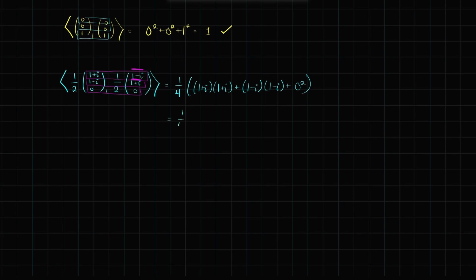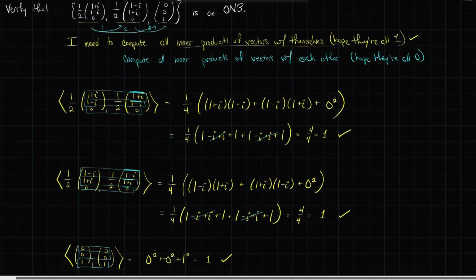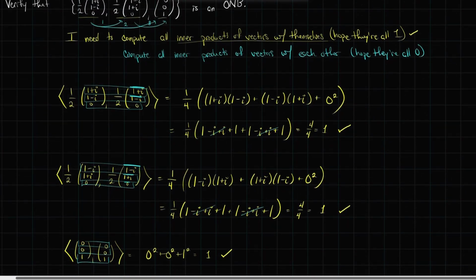If I FOIL my terms out, I end up with 1 plus i plus i plus i squared, which is negative 1. And then FOIL again, I have 1 minus i minus i minus minus i squared. So plus i squared is minus 1. In this situation, my 1's cancel, and 2 copies of i cancel with 2 copies of negative i. I'm left with a total of 0 over 4, which is 0. I can then check the second case, which is my first vector against my third.